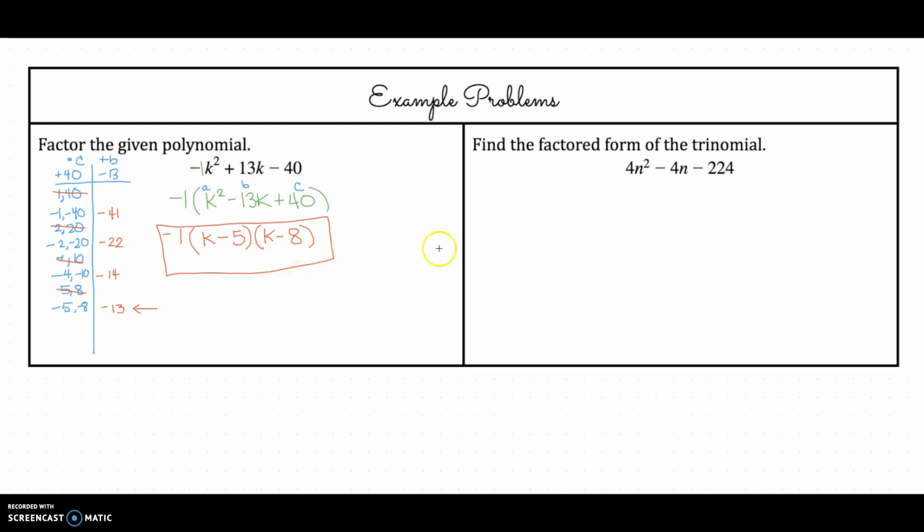If you're feeling ready, you can go do the practice, but if you want to see another example, I'm going to do this next one. So it says find the factored form of the trinomial, and I'm going to start the same way. I need to factor out the GCF.